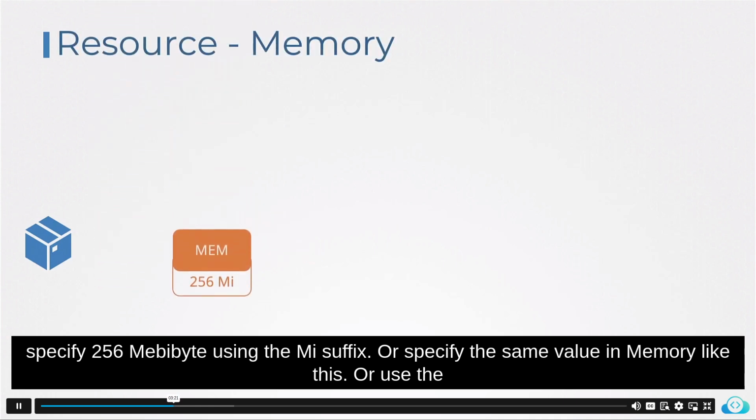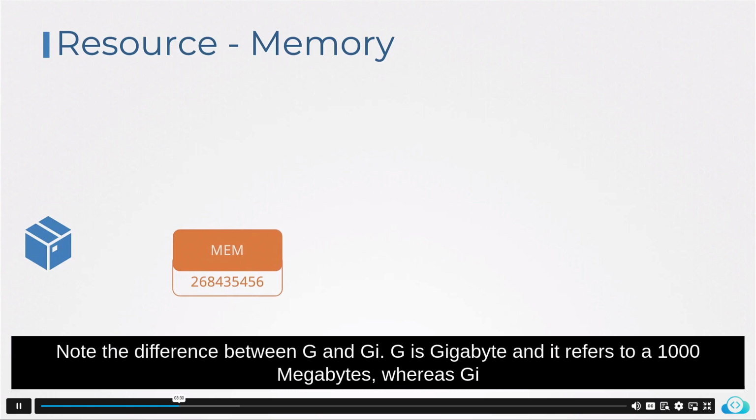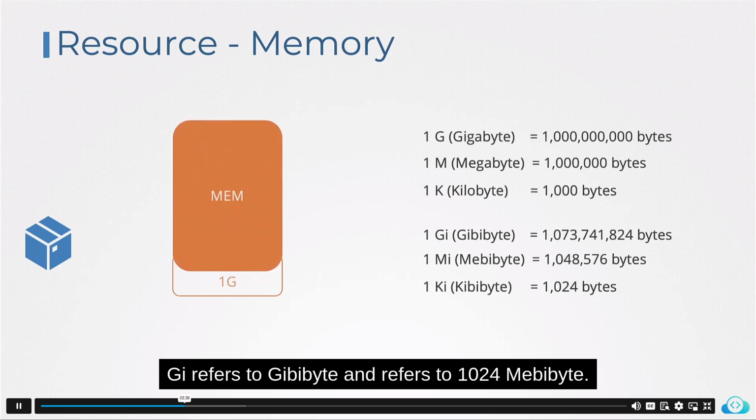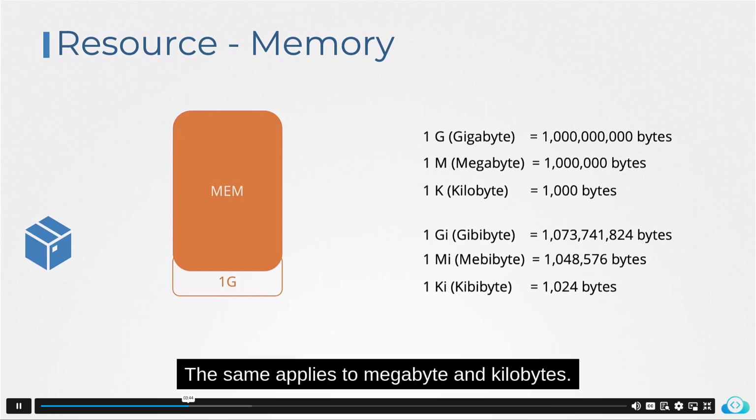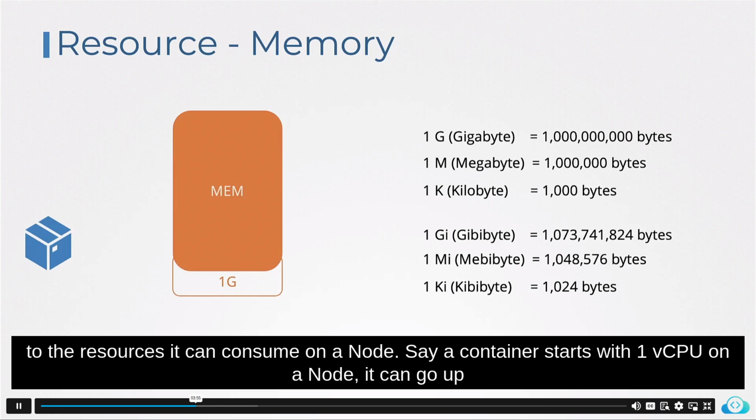Similarly with memory, you could specify 256 megabytes using the Mi suffix, or specify the same value in memory like this, as M, or use the suffix G for gigabyte. So note the difference between G and Gi. G is gigabyte and it refers to 1,000 megabytes, whereas Gi refers to gibibyte and that would be equivalent to 1,024 megabytes. The same applies to megabyte and mebibyte, and kilobyte and kibibyte.